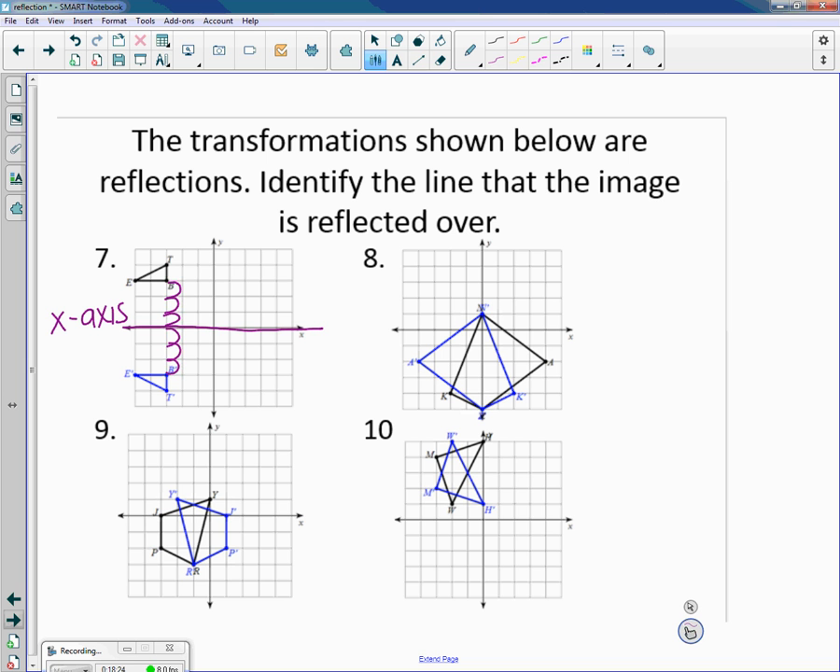Now, let's look at the next one. Where is that one going to land? Well, let's look at our ordered pair. This A prime is at 1, 2, 3, 4, negative 4, negative 2. This A is at 4, negative 2. So it looks like my y value stays the same. Oh, the y-axis. Now, some of these could be y equals x. Some of them could be y equals negative x. So be careful on those.